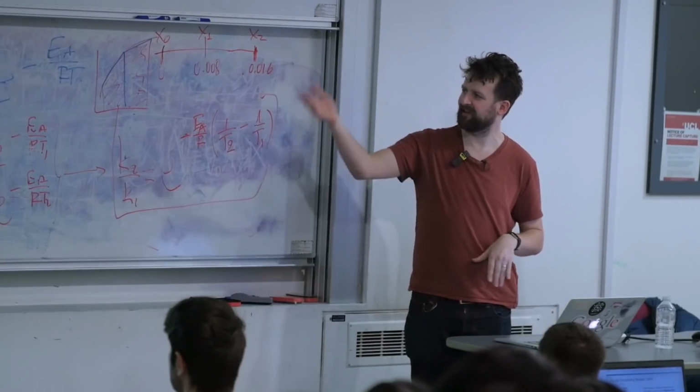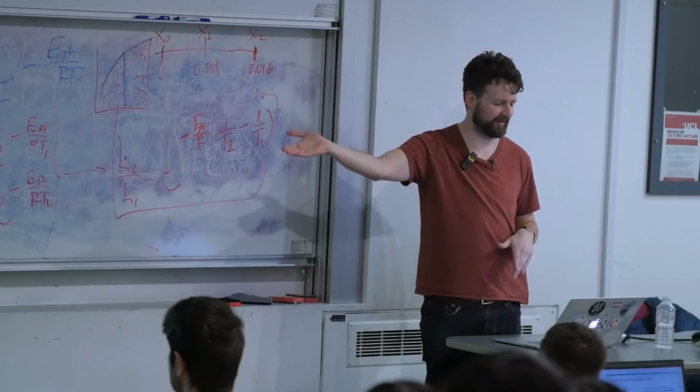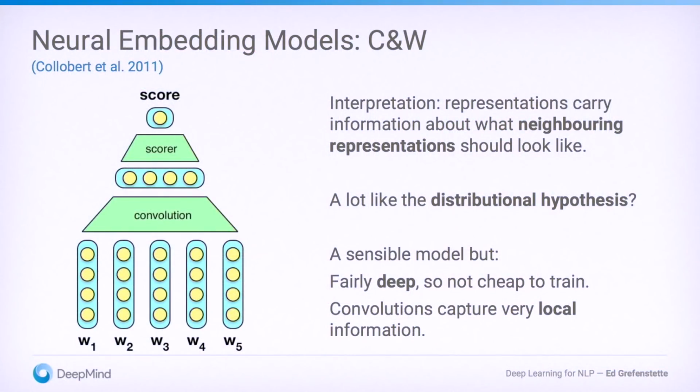But it's fairly deep, and this is deep by the standards of the day. Obviously, this stuff's pretty trivial to run on a GPU these days. But it's fairly deep compared to some other methods, so it wasn't cheap to train. And the convolutions that you use to produce that representation are going to capture very local information. So that's like a window size hyperparameter, and it's very sensitive to that.